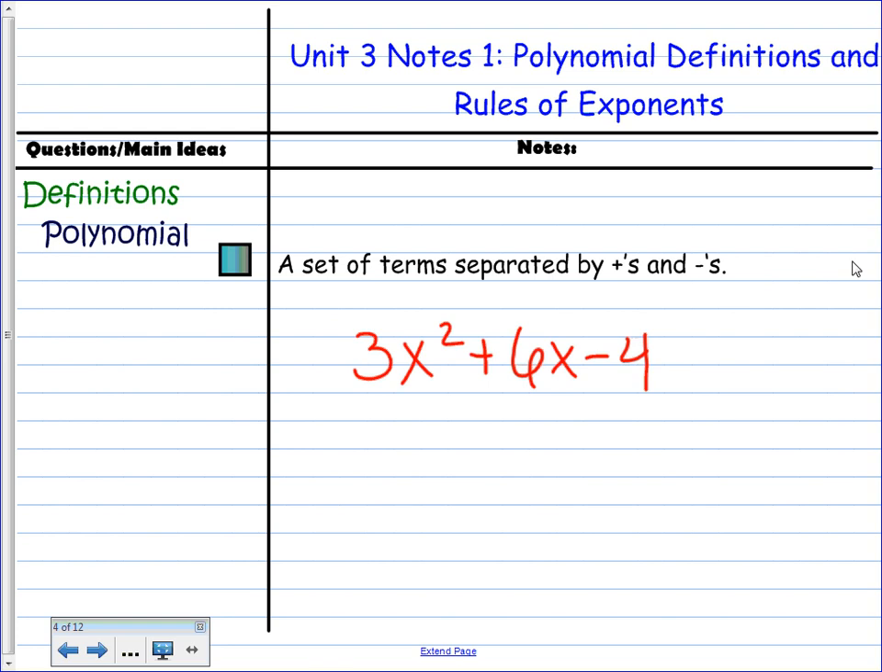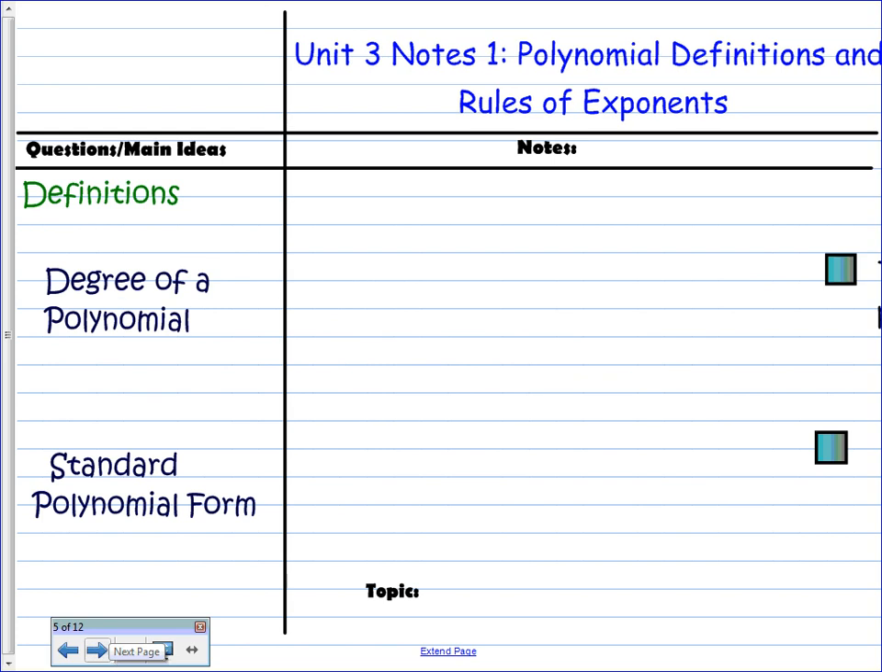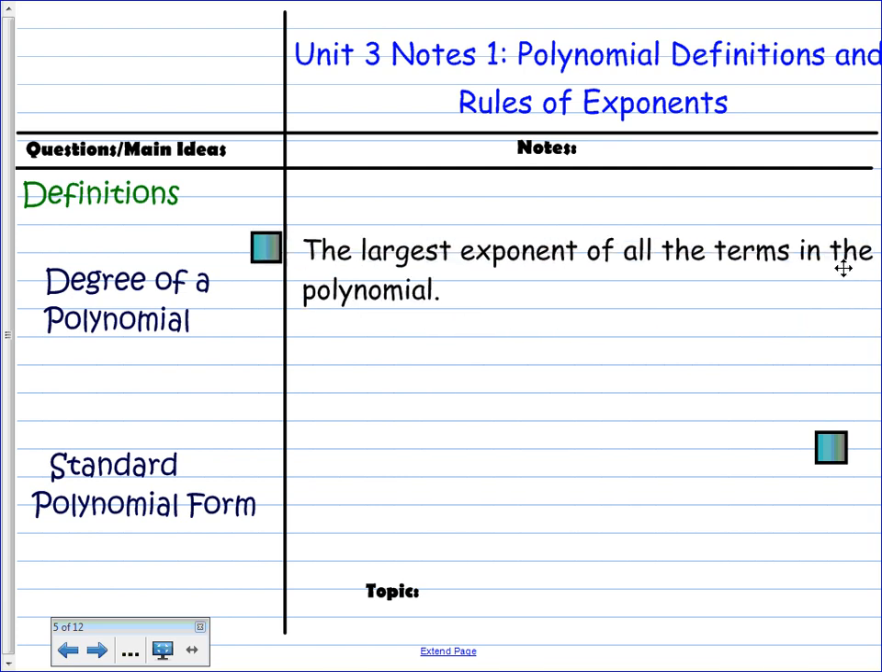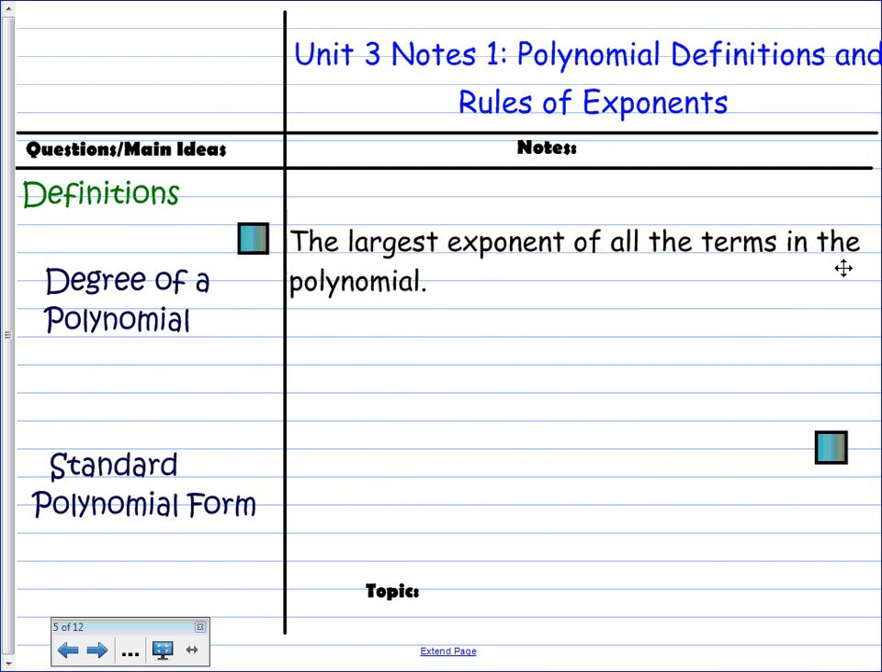All right. Let's take a look at the next one. Again, make sure you're writing your own examples. Next, we're going to talk about the degree of a polynomial. Now, if you remember, the degree of a term is the exponent of the term. That's the degree of the term.